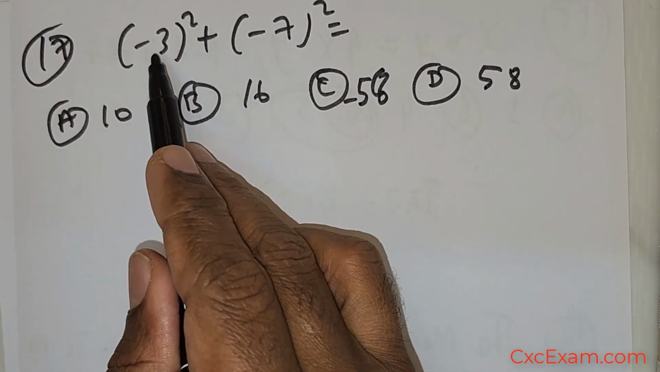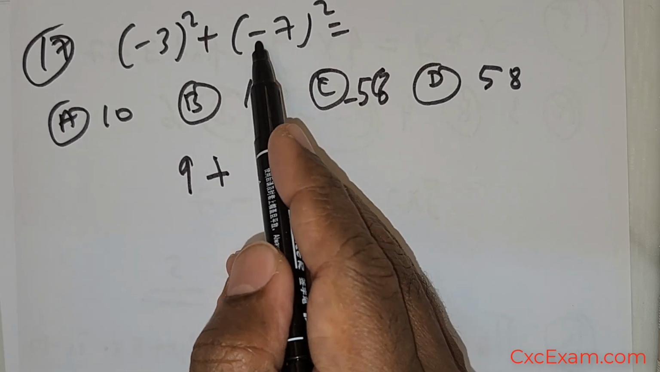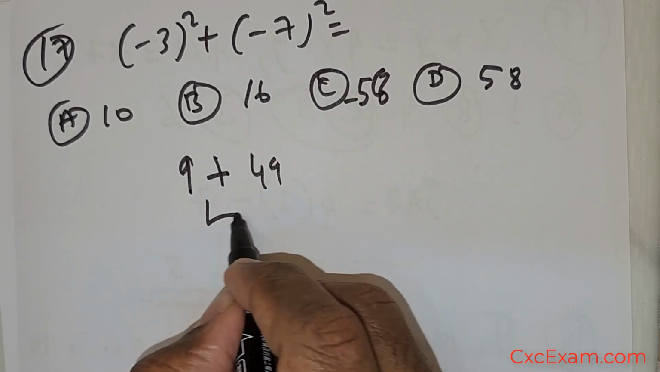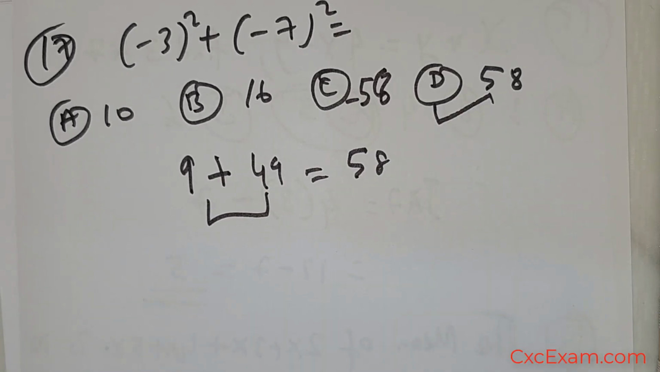We are expected to solve this. Now negative 3 squared, that's 9, and negative 7 squared, that's 49. You add these two, you get 58. So D is the right choice for the solution.